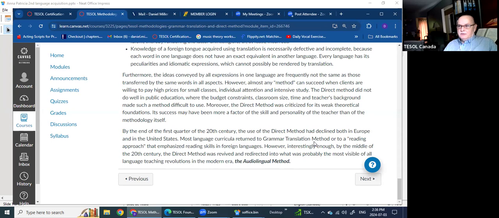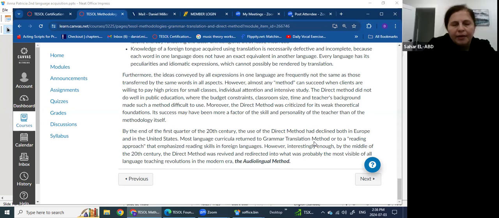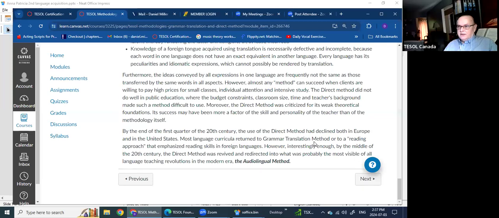The direct method, which relied on smaller class sizes, was more expensive to run in a school. Look, in the classroom, we have few students. It was expensive. Yes, that's right. The direct method was too expensive to continue running.